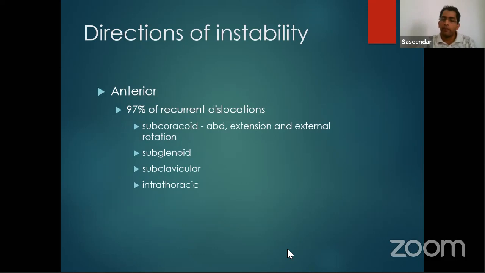I'm supposed to have an image here. It's missing. Okay, so in the anterior dislocation, the ball or the head can be just below the coracoid, so it's called subcoracoid. If it's just in front of the glenoid and inferiorly, that's anteroinferior dislocation, called subglenoid. The head can dislocate more medially, that is subclavicular, or there can be a major trauma, and the head can lie inside the thoracic cage, which is called intrathoracic.